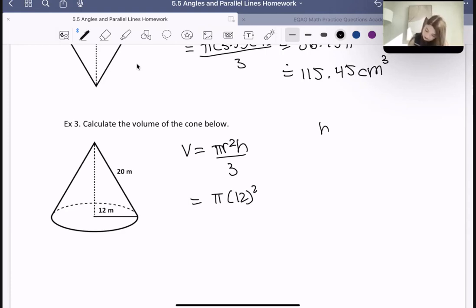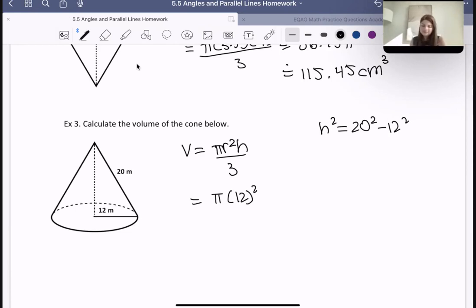So the height squared is equal to 20 squared minus 12 squared by Pythagoras' theorem. Again, if Pythagoras' theorem is a new concept for you, do make sure you go watch the lesson about that, because that's a whole separate topic that was covered previously, but it will come up in this course as well. So do make sure that you go check that out if that's something you're unfamiliar with.